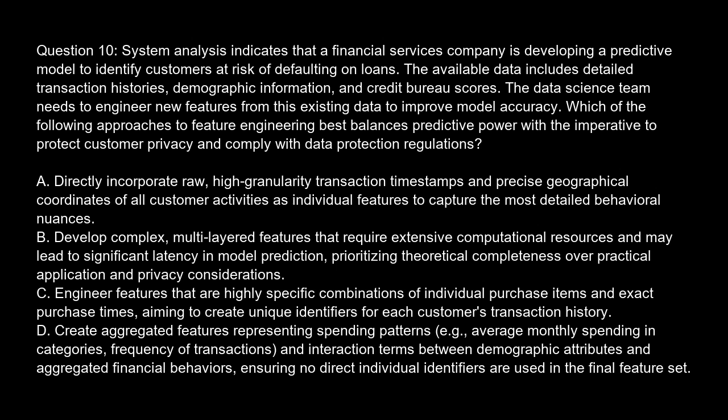Option A. Directly incorporate raw, high-granularity transaction timestamps and precise geographical coordinates of all customer activities as individual features to capture the most detailed behavioral nuances. Option B. Develop complex, multi-layered features that require extensive computational resources and may lead to significant latency in model prediction, prioritizing theoretical completeness over practical application and privacy considerations. Option C. Engineer features that are highly specific combinations of individual purchase items and exact purchase times, aiming to create unique identifiers for each customer's transaction history. Option D. Create aggregated features representing spending patterns, e.g., average monthly spending in categories, frequency of transactions, and interaction terms between demographic attributes and aggregated financial behaviors, ensuring no direct individual identifiers are used in the final feature set.